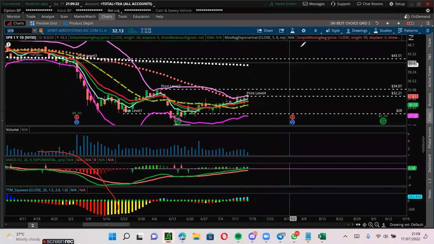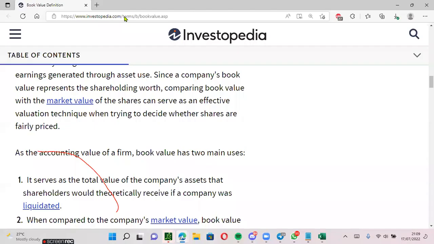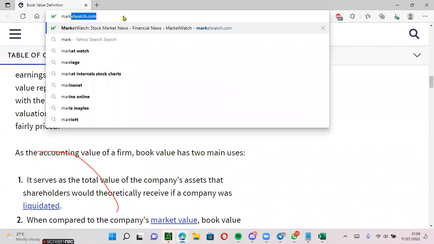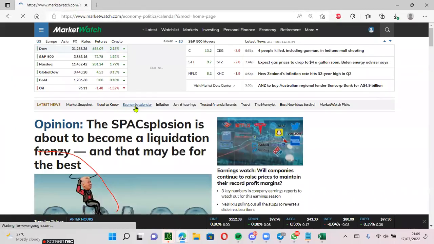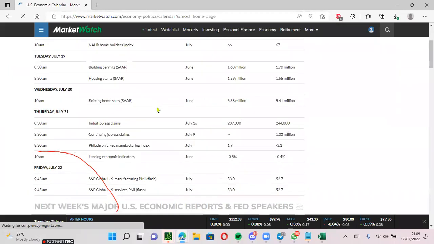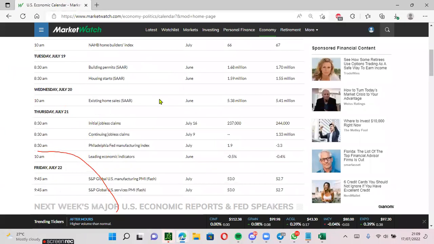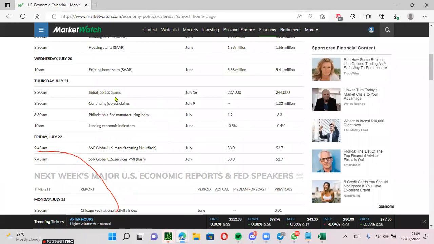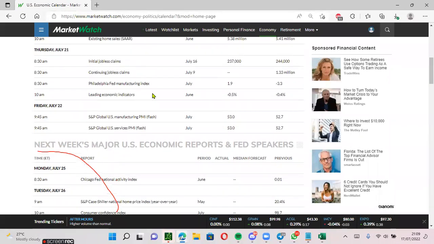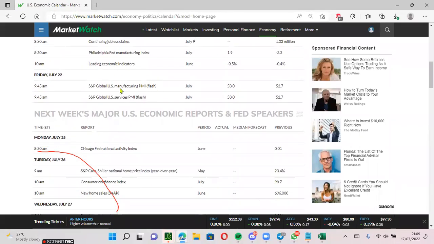What I would say for now, it's a good question you asked. So look at the market watch. What are we expecting on the economic calendar for next week? July 18th, nothing, home builder. I'm not really bothered much. Initial jobless claims, maybe Thursday. Okay, that could be okay. There's not much this week.